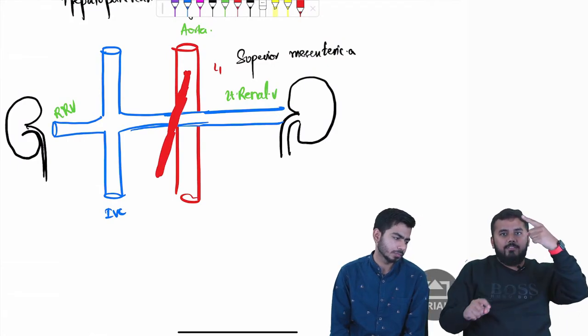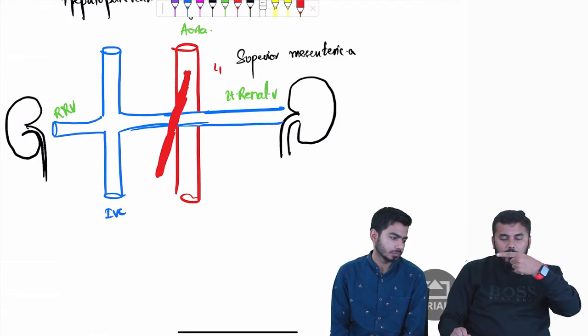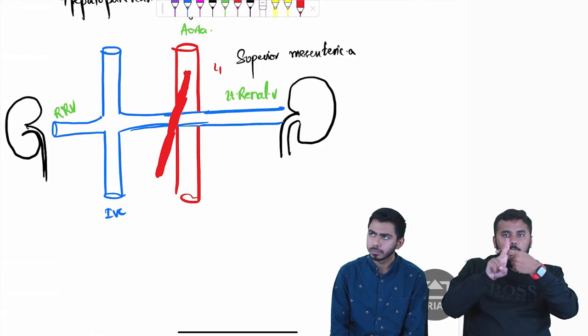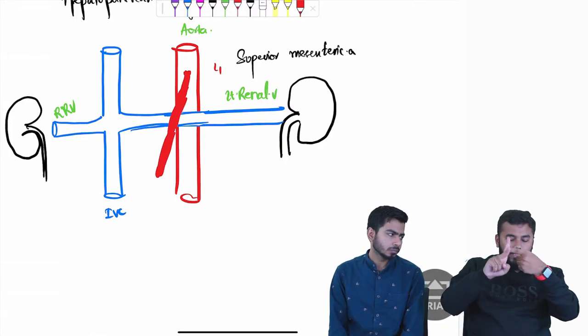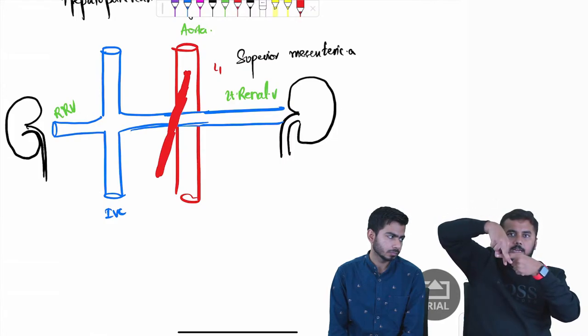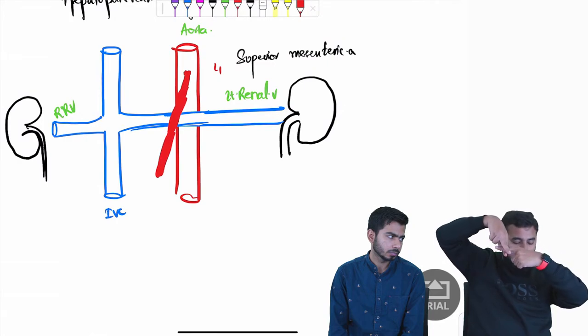See, this is my left renal vein. On the back side, what do I have? I have aorta. And in the front side, what do I have? I have got superior mesenteric artery. So I think this will be the correct picture. On the back I have aorta, and in the front I have superior mesenteric artery. In between both of them, I have my left renal vein.